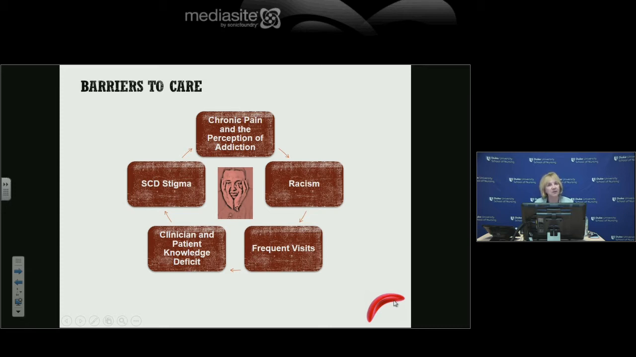Racism plays into it. And probably one of the biggest barriers that I see is the patients with frequent visits, who you see a lot, and we're going to talk a little bit more about that. And then finally, oftentimes providers, nurses, physicians, etc., don't have as much education about sickle cell disease as they should have, and that results in a knowledge deficit. And patients themselves sometimes have knowledge deficits about their disease and are not the most educated. Most patients are very educated about their disease, but not all the time, and all of that contributes to barriers to care.